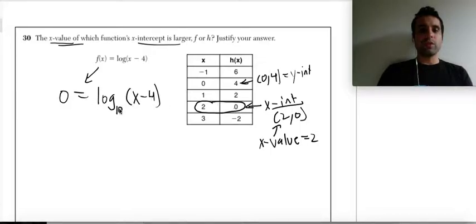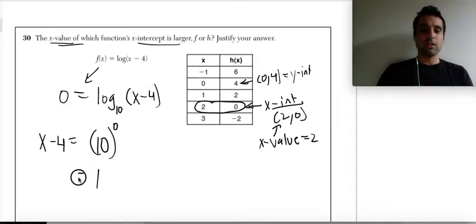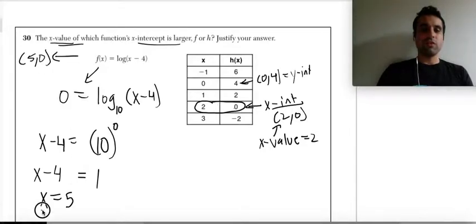What we want is, this is the base, right? The 10. This x minus 4 is what we actually wanted to end up equaling. And then we have the exponent here. So it's saying 10 to the 0 power is equal to x minus 4, right? So anything to the 0 power is 1. So 10 to the 0 is 1. If x minus 4 equals 1, x equals 5. So the x-intercept for this one is 5, comma 0, and the x value is 5.